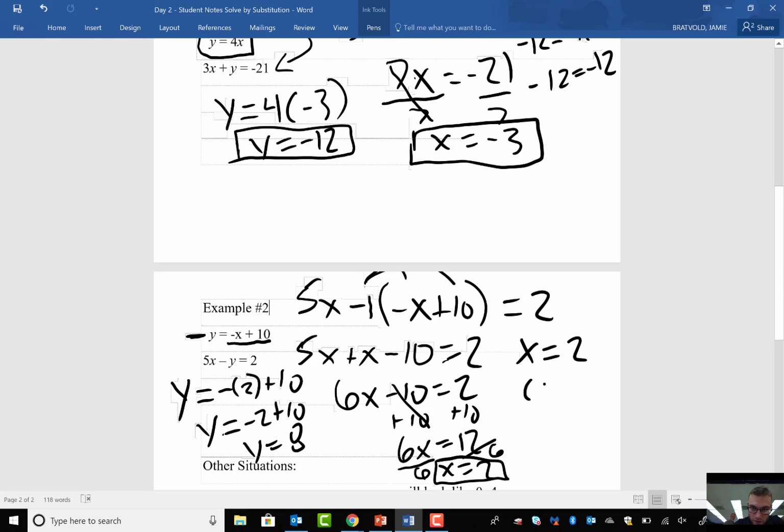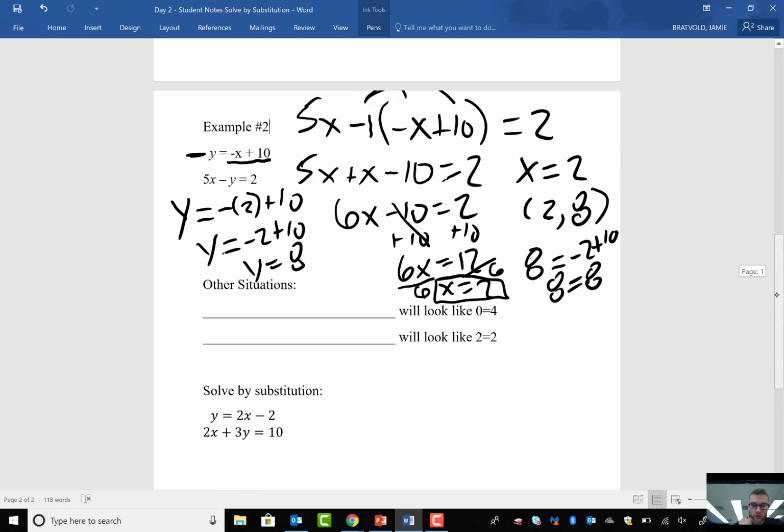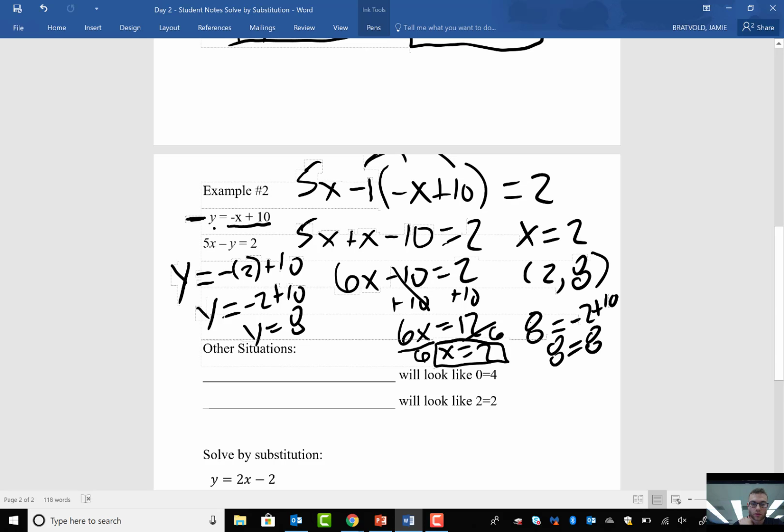So then we're going to have something like this, 2, 8. Again, we can plug that in and check. So then we're going to have 8 equals negative 2 plus 10. And that is true. 8 does equal 8. So again, we just start with the equation that's solved for, y equals, and we're just going to substitute into that variable. We subbed in for y there, okay?